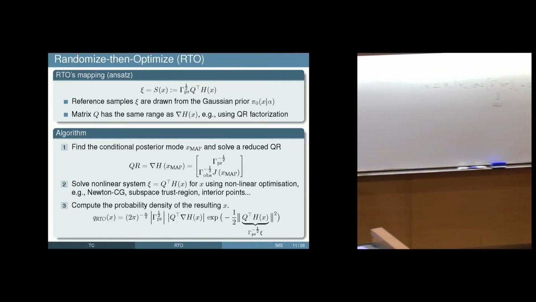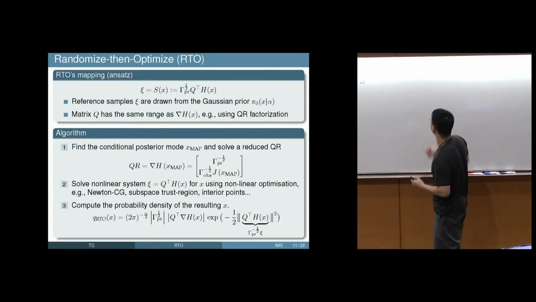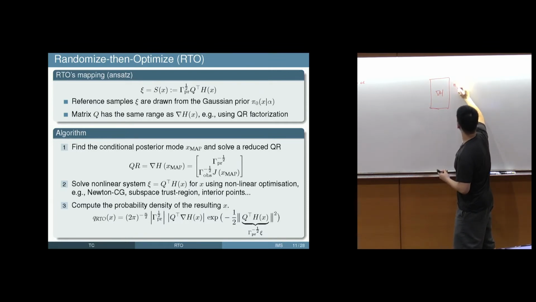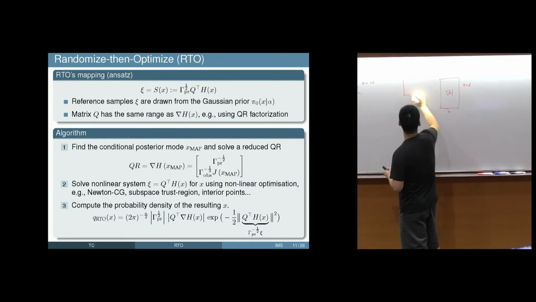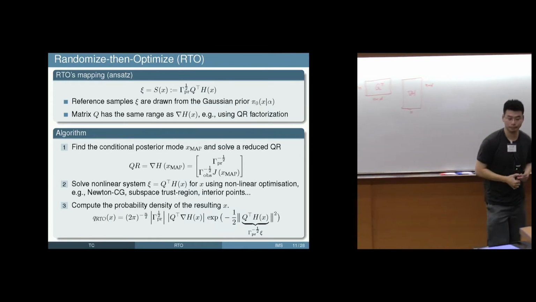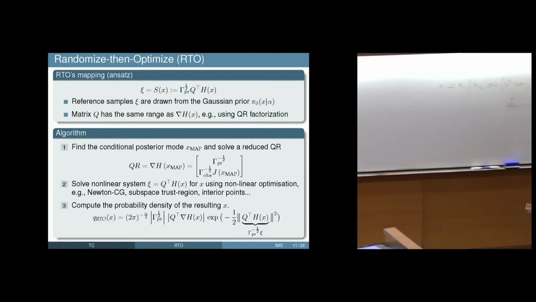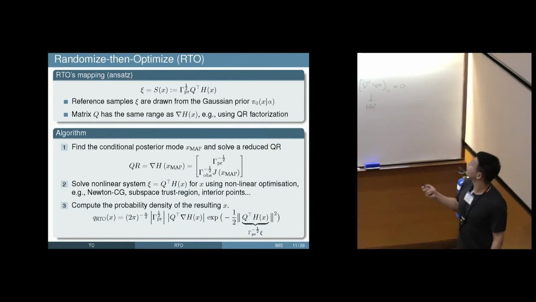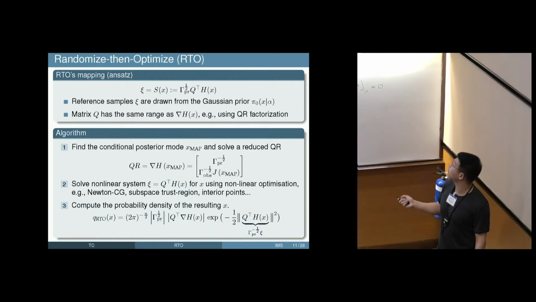Let me draw another picture so we understand the dimensionality of this problem. The linearization of the function H has n plus d rows and n columns. The matrix Q transpose has n rows and n plus d columns. So by solving this optimization problem, we create a transformation of the random variable from an n-dimensional space to an n-dimensional space.